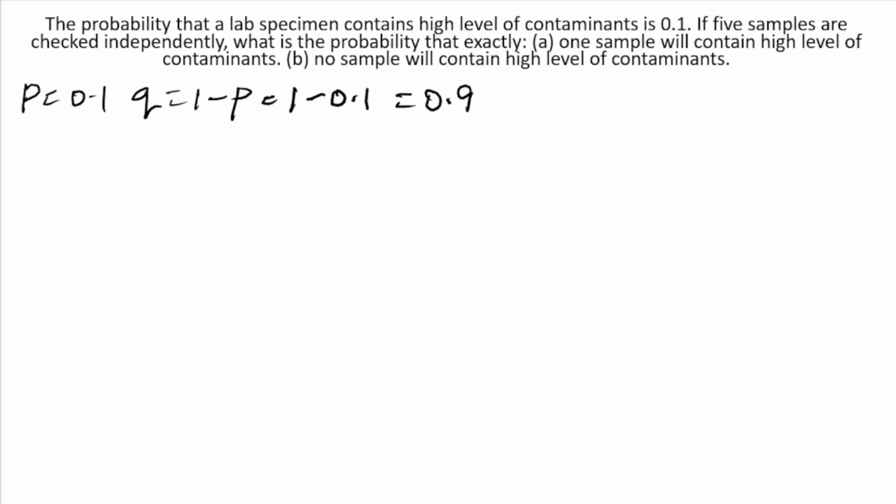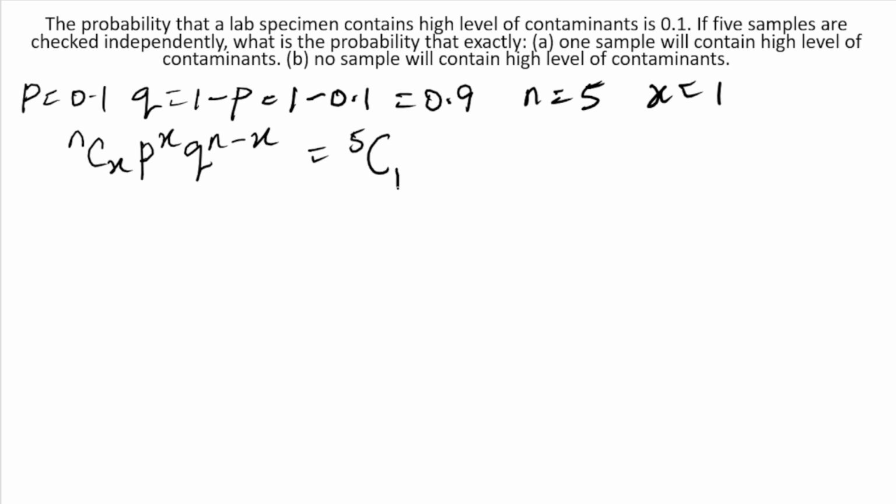Now the next thing here is, if 5 samples are checked independently, okay, that is, the n is what? 5. Now the question is, what is the probability that exactly one sample will contain high level of contaminants? Exactly 1. Okay, so that is our x. I told you initially that we will always be given the x in the question. So n combination x, p raised to the power of x, q raised to the power of n minus x. That's the formula, which is 5 combination 1.